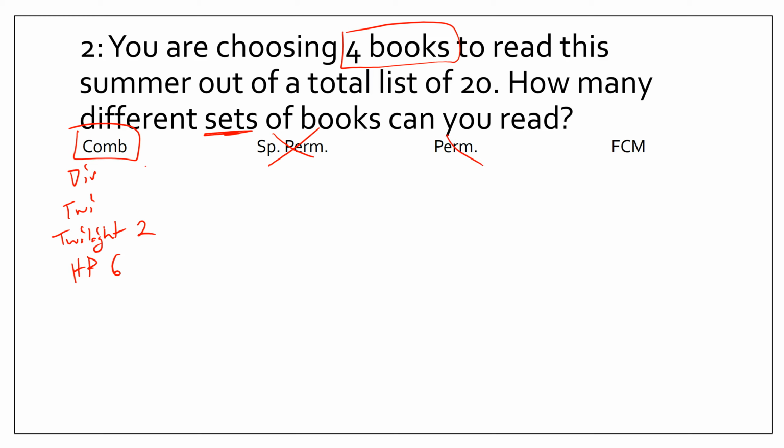I don't even have to worry about the other 3. It's definitely not then, because order doesn't matter here. I can change the order of the books. It's the same set. And this is 20, because I have 20 books. Choosing 4. This is going to be 20 factorial over 4 factorial, 20 minus 4 factorial.